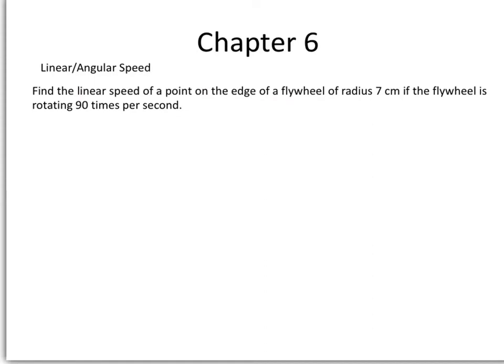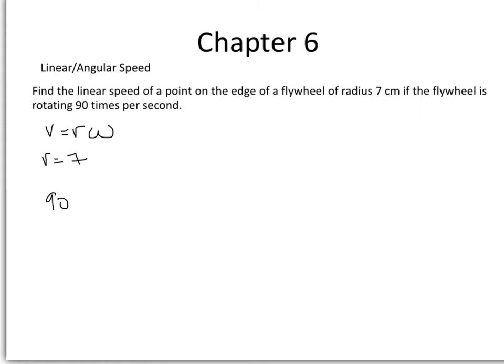The biggest struggle with linear and angular speed is again remembering that you need to be in radians per unit of time. Here I'm looking for linear speed, which is v, and the formula is v equals r omega. R is pretty simple because it's 7. The omega is the part that's hard. It says that it's rotating 90 times per second.